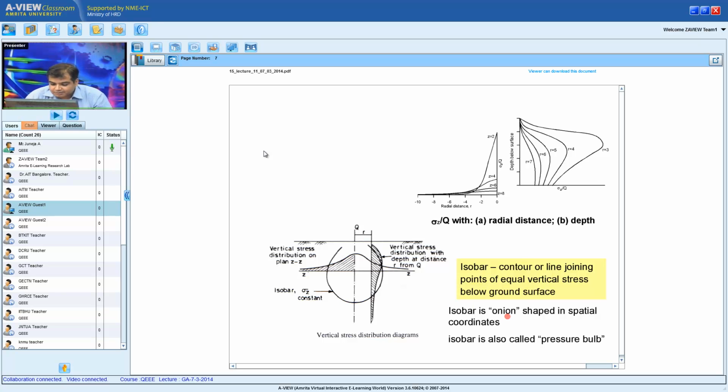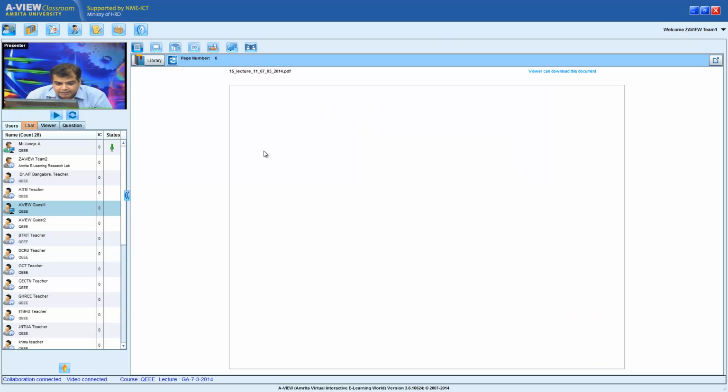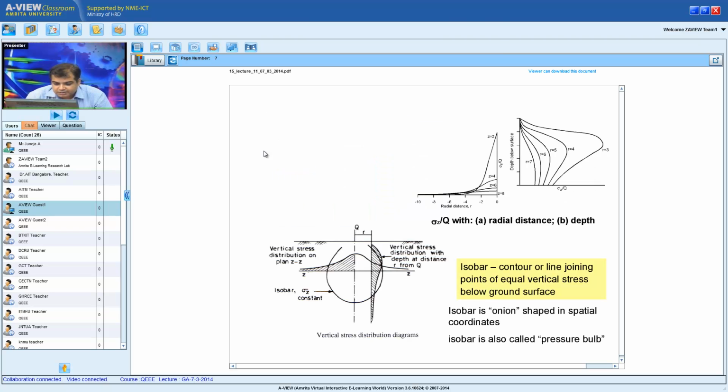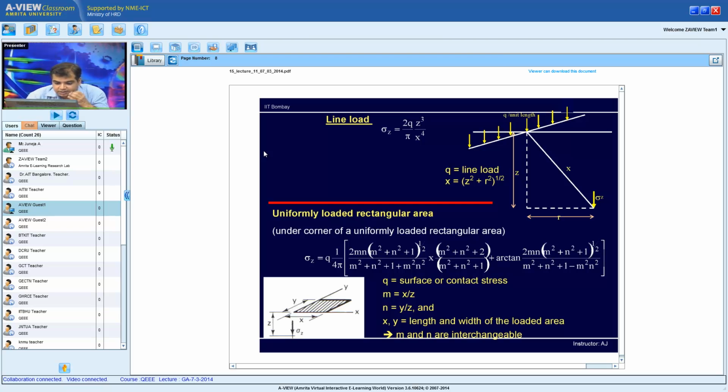There's no harm in calling this an onion shaped bulb, but to give a rather nice name to it, we say iso. Iso means same, bar is pressure. So it's usually called an isobar, or pressure bulb. That's one term which we have. Such isobars, let me go back, you can easily produce by using any finite element tool. Now we have a lot of tools which merely work on click. You just click and it works.